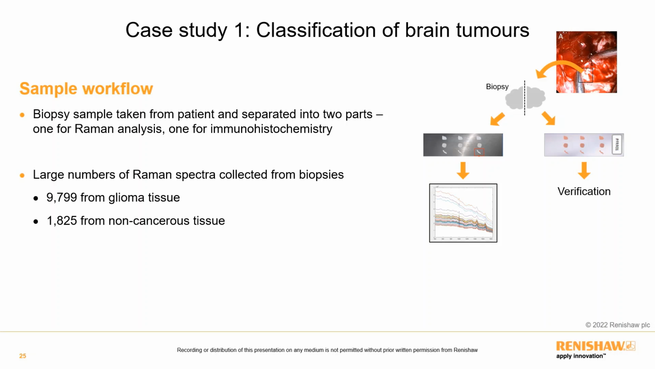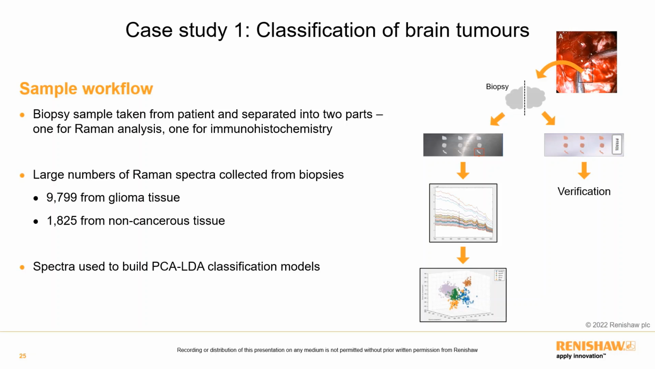In total, 9,799 spectra were collected from fresh glioma tissue, and these spectra were collected from 62 different patients. 1,825 spectra were collected from fresh, non-cancerous brain tissue, and these came from 11 different patients. The spectra were then used to build classification models, which could be used to characterize fresh brain tissue and assess for the presence of glioma.